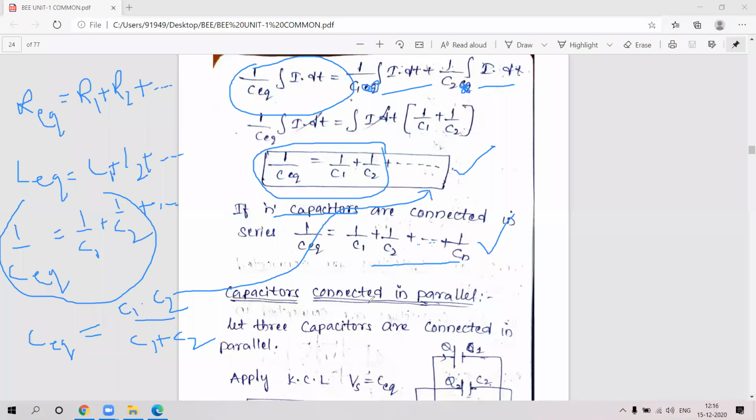Shall I go with capacitors connected in parallel? Yes, sir. Okay.